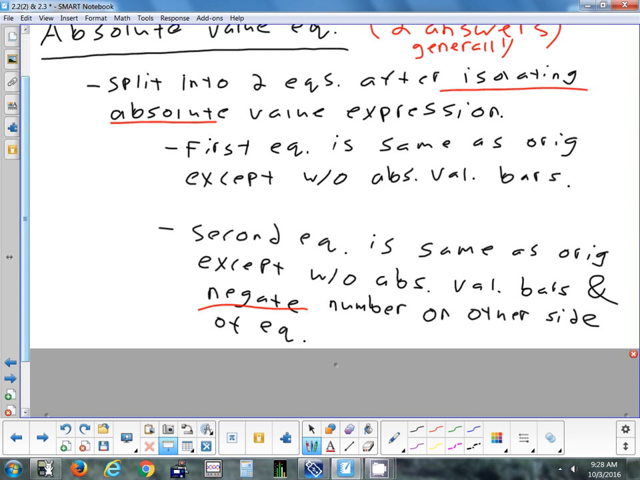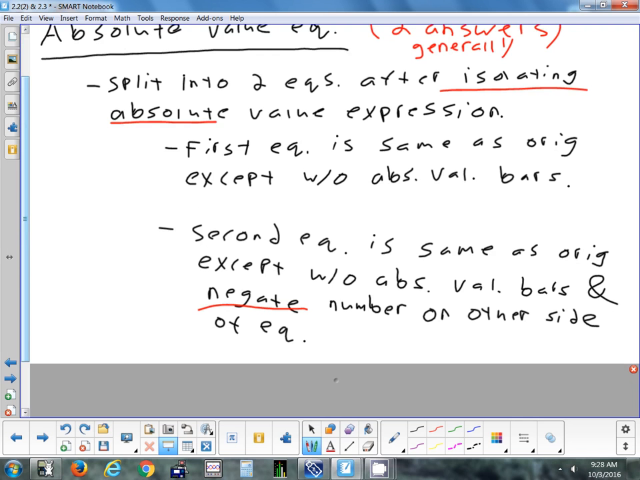But the other thing you have to do is negate, which means change the sign of the number on the other side. That's the extra step. So your second equation, take the original, get rid of the bars, and change the sign of the number on the other side. Negate is just a shorter way of me saying change the sign of.